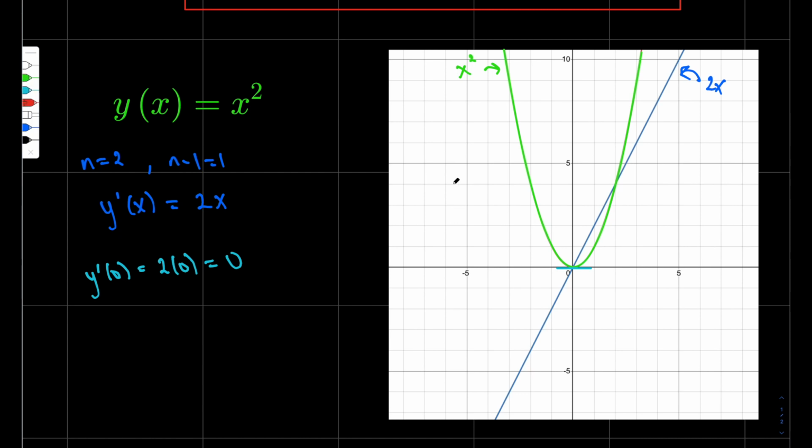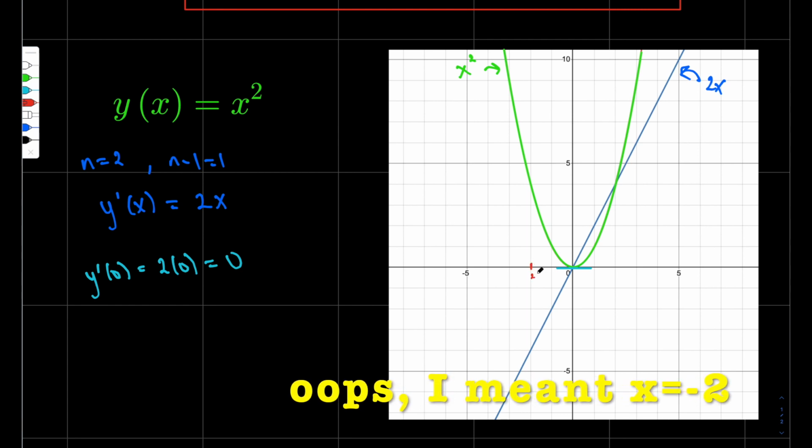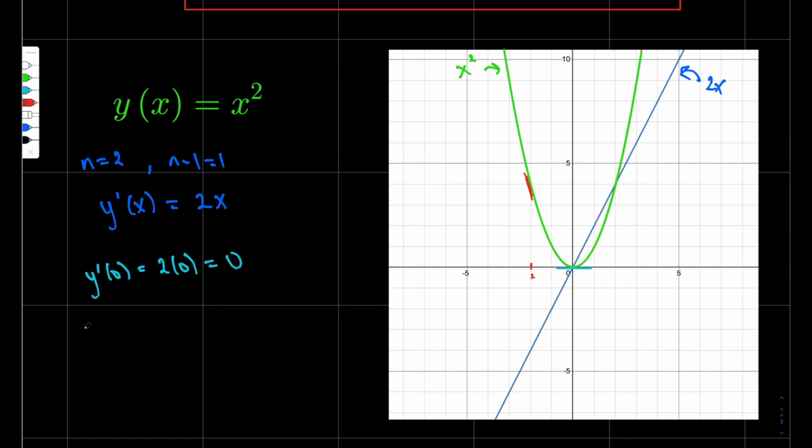Okay, so let's try another example. Does this actually work? Well, we see here that at x equals minus 2, the function is decreasing. So we should get a negative derivative. So we get y prime of minus 2 is equal to 2 times minus 2, which is indeed equal to negative 4. And you can actually see that right here. If we draw a line all the way down here, the value of the derivative is actually minus 4. This is 2, this should be minus 2, sorry about that.